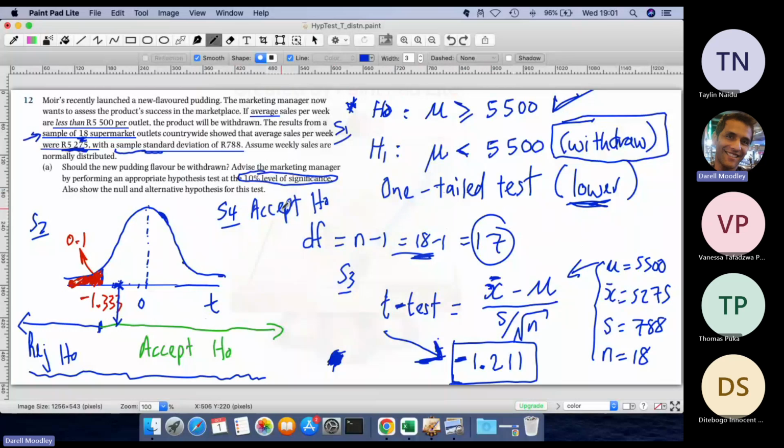What would you suggest? Based on what you just found in step 4, would you keep the product in the market or would you withdraw it? That's my question to you. This is the last part, guys. We're done after this. Give it a shot. Would you keep the product in the market or withdraw it?